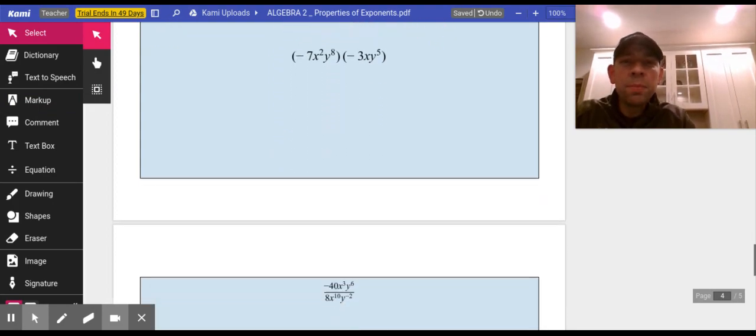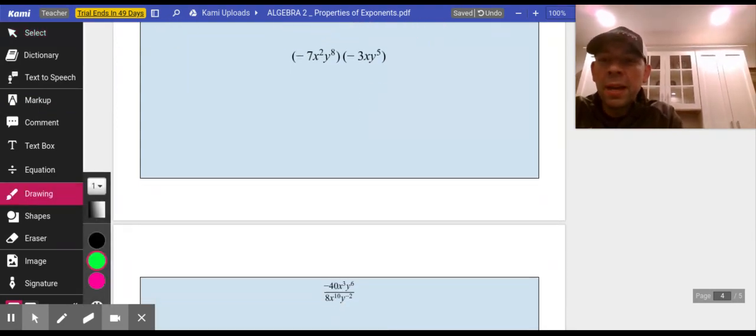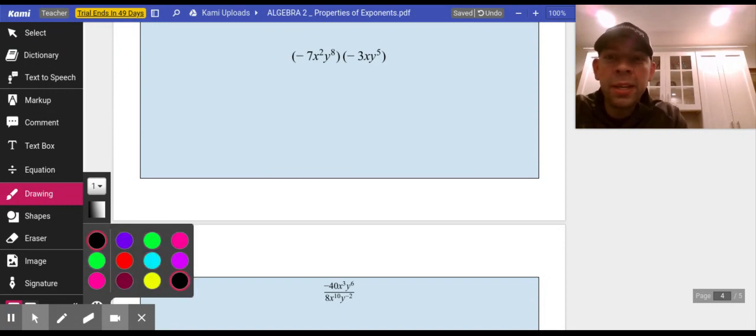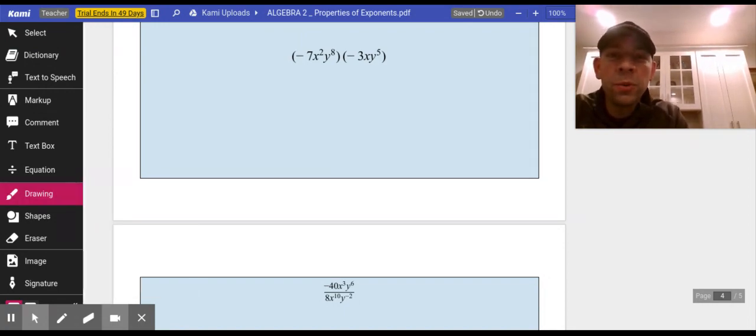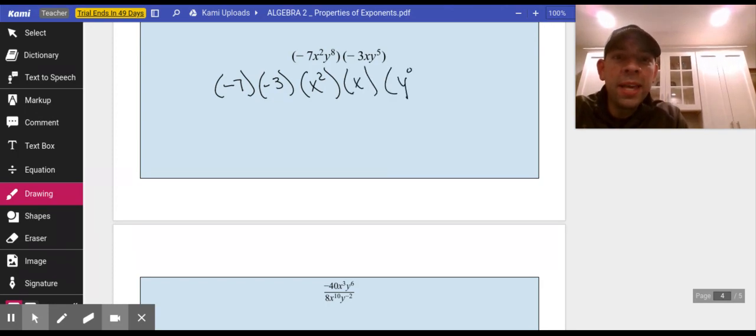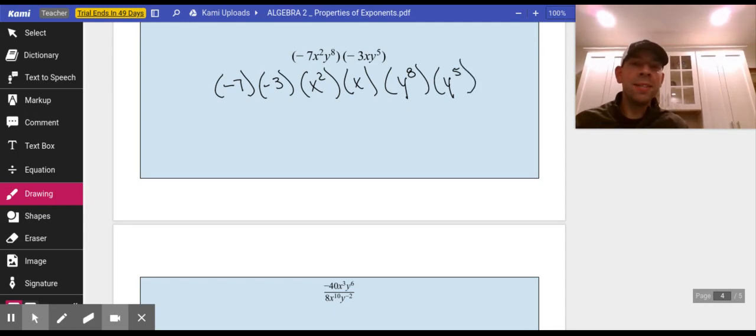Okay, let's just multiply like pieces, right? I'm going to be super redundant here and probably show more work than you want me to. But I'm thinking negative 7 needs to multiply the negative 3. The x squared needs to multiply the x. And the y to the 8th needs to multiply y to the 5th, right? So I'm just kind of reorganizing the terms.